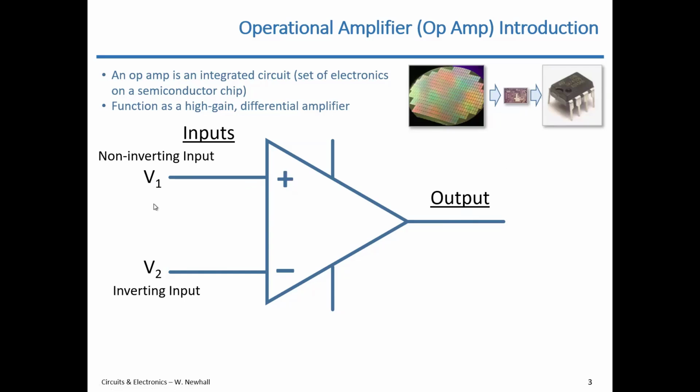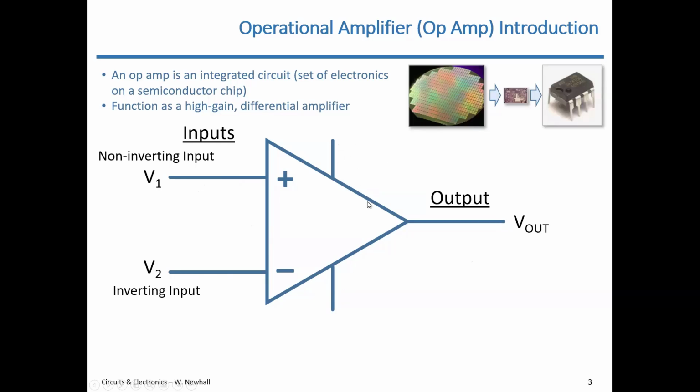We give these voltages variables in this class. V1 is the voltage of the non-inverting input. V2 in this class is the voltage at the inverting input. Those are node voltages of those pins, of those inputs. The output we're going to call V out. Okay, so those are 3 of the 5 terminals.